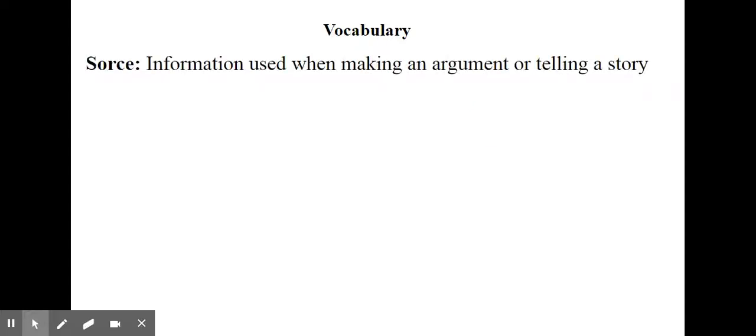The first vocabulary word for today is source. This is information used when making an argument or telling a story. So another word for a source that you use when making an argument or telling a story is evidence. What's another word for a source you use when making an argument or telling a story?